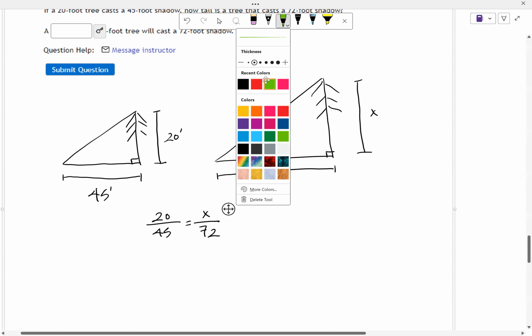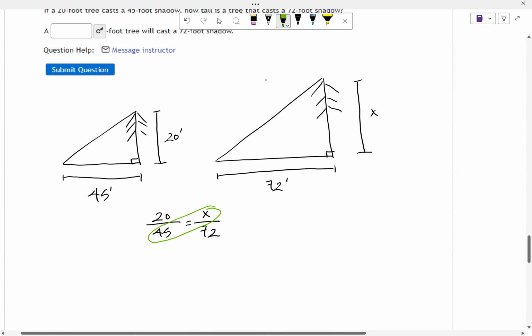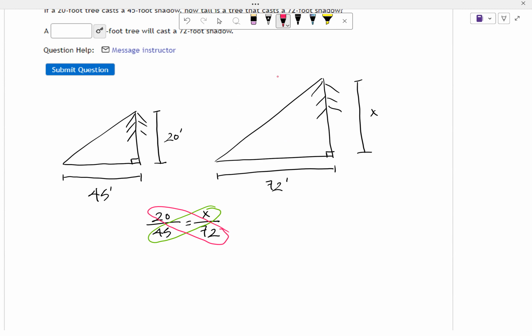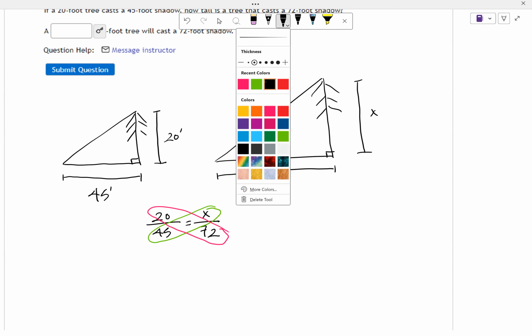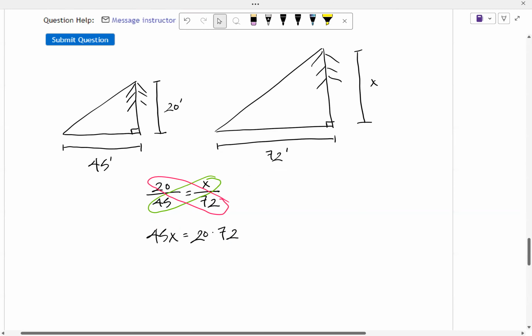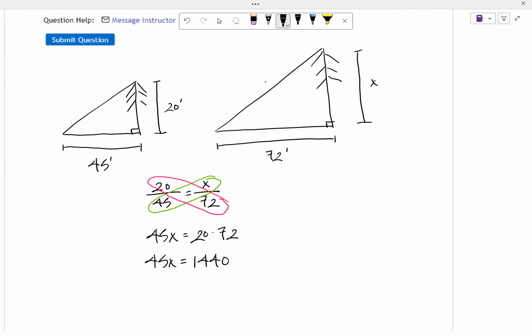What that means is I'm going to take these two and multiply them together, and then take these two and multiply them together. So I'm going to get 45 times x equals 20 times 72. Now that 20 times 72, I'm going to type into my calculator, and I encourage you to do the same. We have 45x equals 1440.